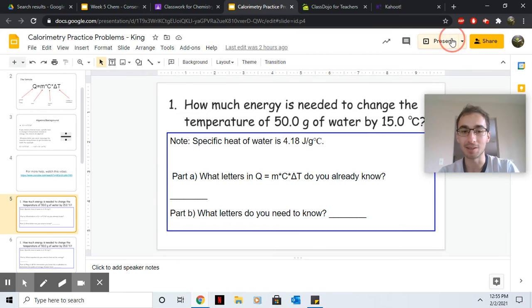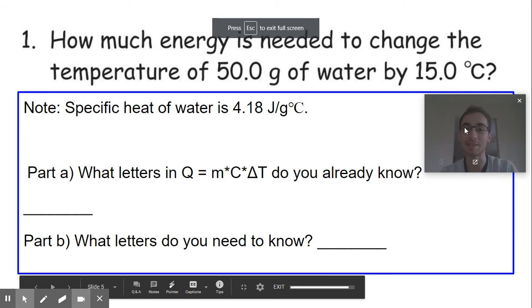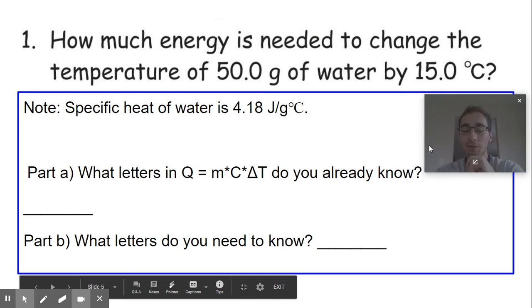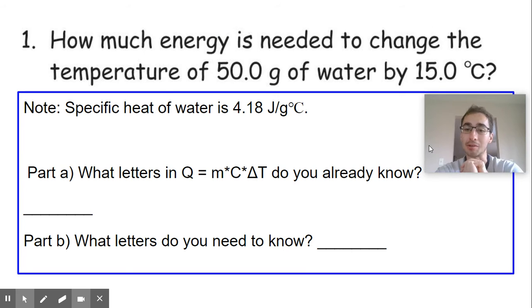All right. Number one, how much energy is needed to change the temp of 50 grams of water by 15 degrees Celsius? Note, the specific heat of water is 4.18 joules per gram per degree Celsius. My first question to you is what letters in Q equals MCAT do you already know? Which ones do you already know the information for? Do you know Q? Do you know M? Do you know C, or specific heat? And do you know delta T?